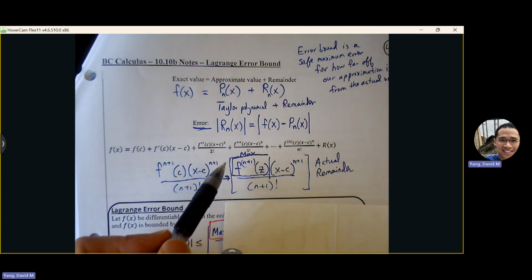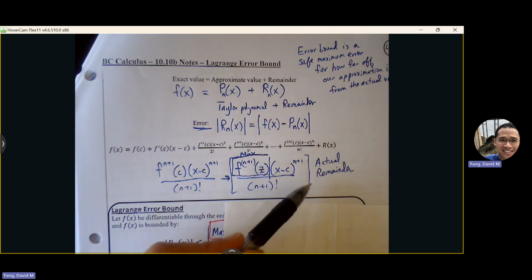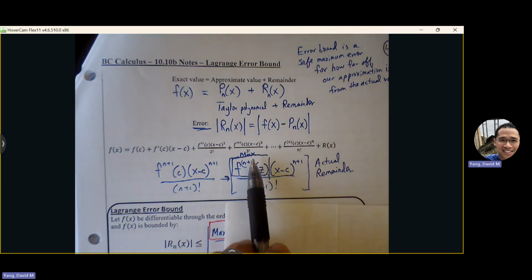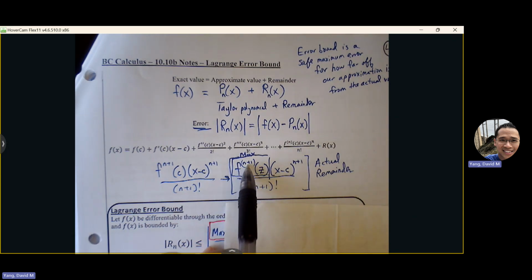But it's an error bound because we know that there's going to be a range of values. So we're just trying to find a safe upper bound of our actual remainder. So all we're going to do is figure out, okay, at the n plus first derivative, what is the maximum that this can be? And if we can find the maximum, we can create a safe upper bound. If we can create a safe upper bound, that's all we need.